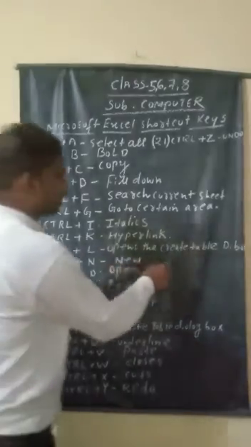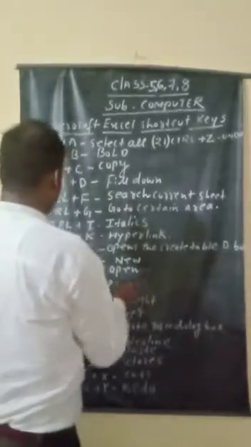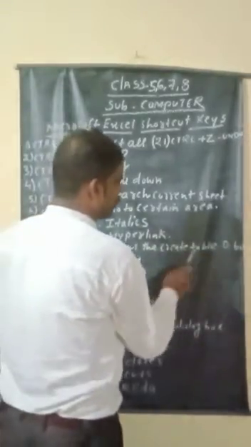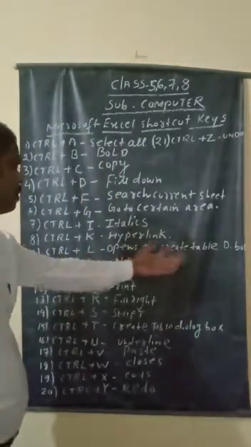Control plus L opens the create table dialog box. Suppose you want to open anything, you press Control plus A. It opens the create data table, where you create data tables.